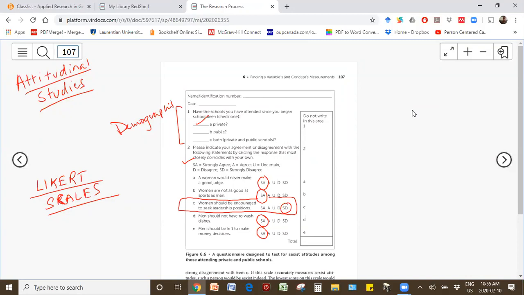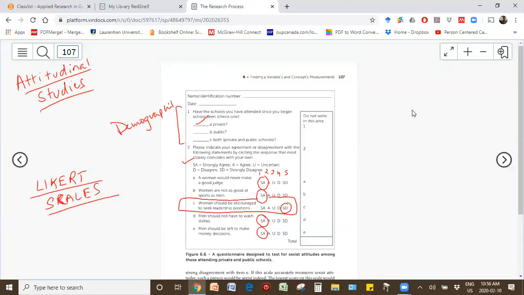Most of these questions would be set up so that you have the lowest score of 1 on strongly agree. So in this scale, most questions would be set up this way, okay? Which means if you got a very high score, what would you be? Would you be a sexist or would you not be a sexist? You would not be sexist if you get a high score, okay?